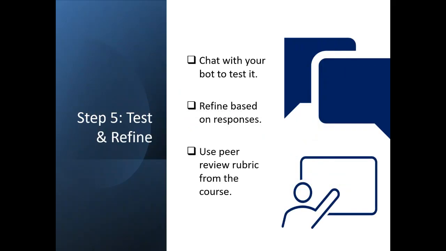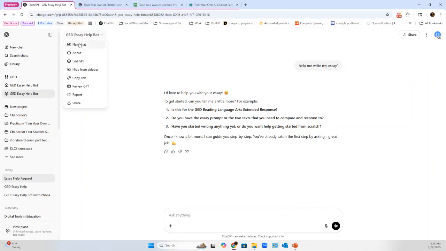Step 5. Test and refine. Chat with your bot to test it. Refine based on its responses and adjust the instructions or data based on its responses. Click on the down arrow and edit GPT to reach back into the configuration and creation portion of your bot, providing it with changes and making updates.